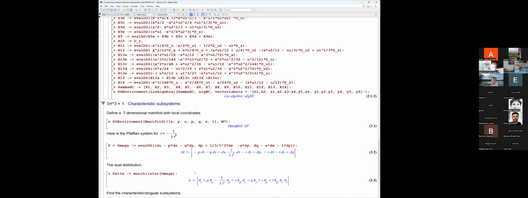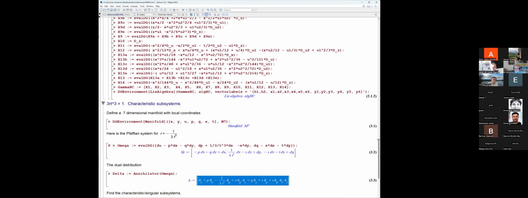Okay, so now here's our equation that we were talking about. RT cubed plus 1 equals 0. So I'm going to solve that for R and write the equation as R equals minus 1 over 3t cubed. Okay. Here's the Pfaffian system: du minus p dx minus q dy, dp. And now here's R, so I put in the value for R. And S and T are my remaining coordinates. And here's my dual distribution. So here's my rank 4 distribution.